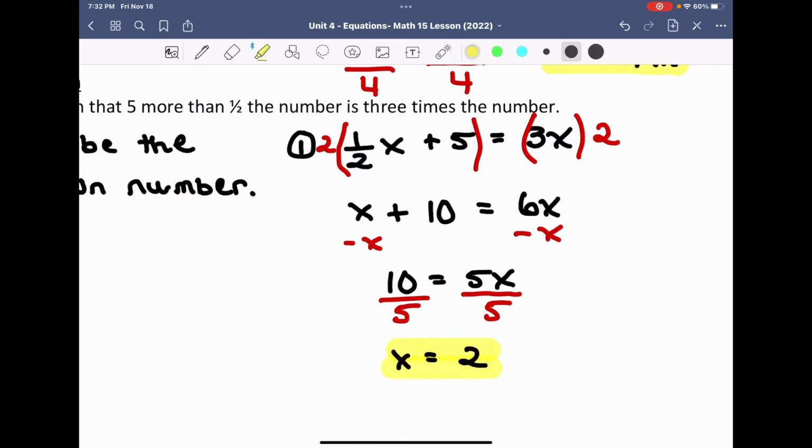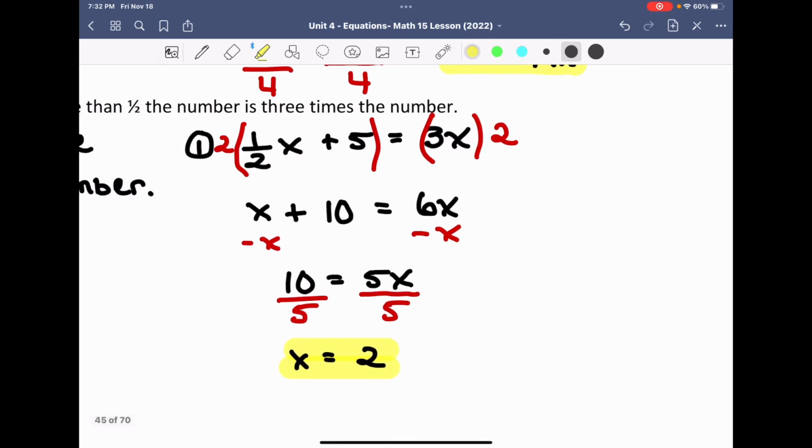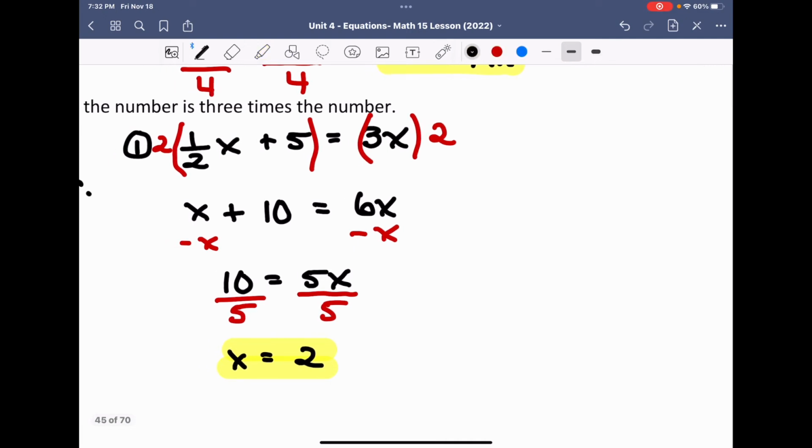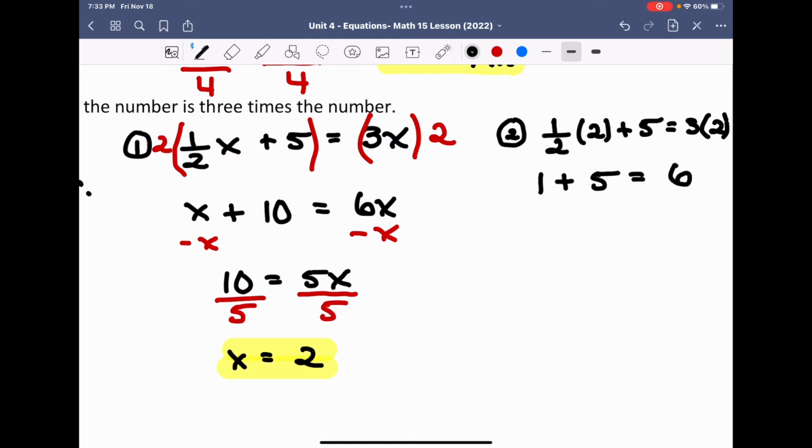Okay, we need to verify that this is actually the number that would result in this equation being true. So for step 2 here, what we're going to do is verify it. So I'm going to go back to the original equation. 1/2 times 2 plus 5 should be equal to 3 times that 2. 1/2 times 2 is equal to 1 plus 5 should be equal to 3 times 2, which is 6. 6 does in fact equal 6. Yes, we have verified that the left hand equals the right hand side. Perfect.